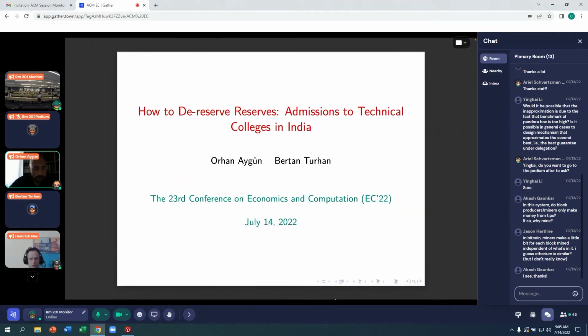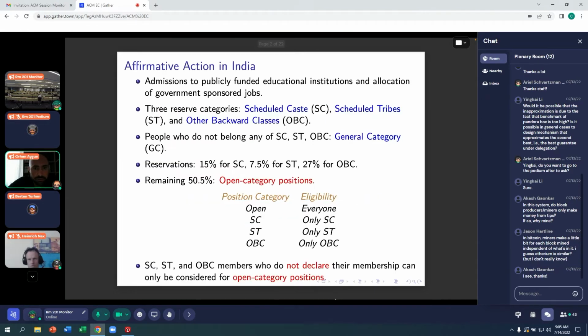Today I'm going to talk about affirmative action policy used in India in technical colleges. According to this affirmative action policy, for each institution, some of the available seats are reserved for some groups of students subject to affirmative action. And you can see percentages of seats reserved for those categories.